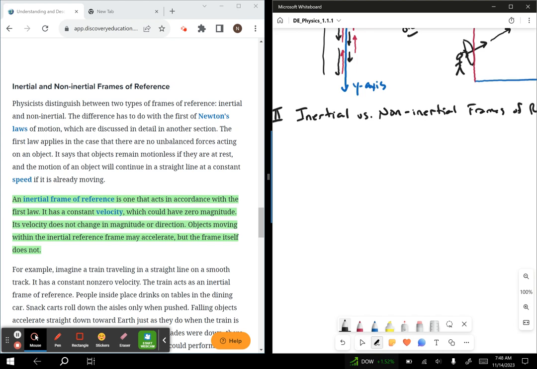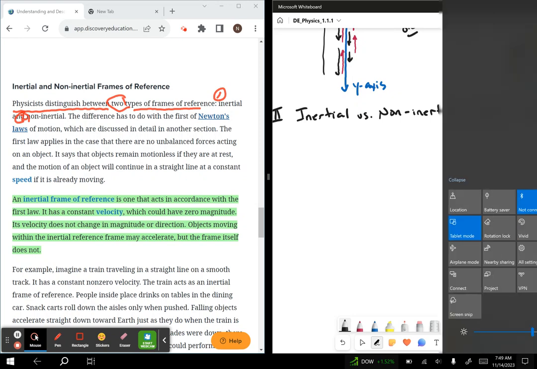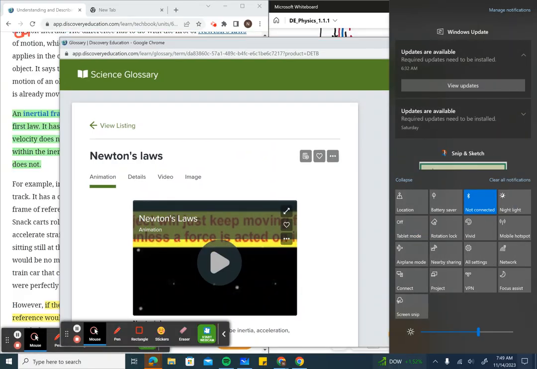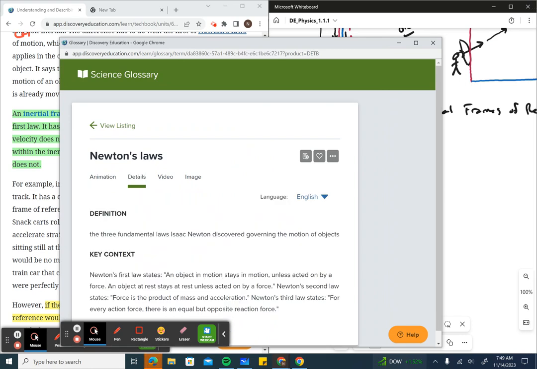So as we can see here in the text, physicists distinguish between two types of frames of reference. The first type is your inertial, and the second type is your non-inertial. The difference has to do with the first of Newton's laws of motion. If you are curious about that, you can always click on the vocabulary word there. I think because I'm in tablet mode, it doesn't let me click on these things, but you can take a look at Newton's laws.